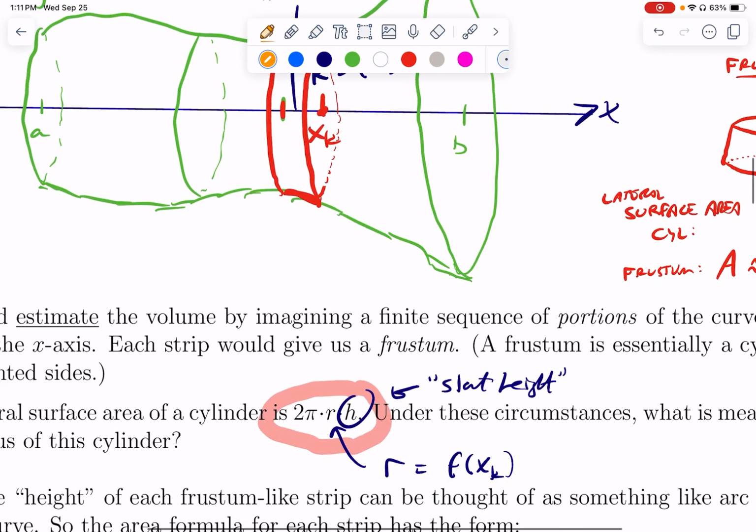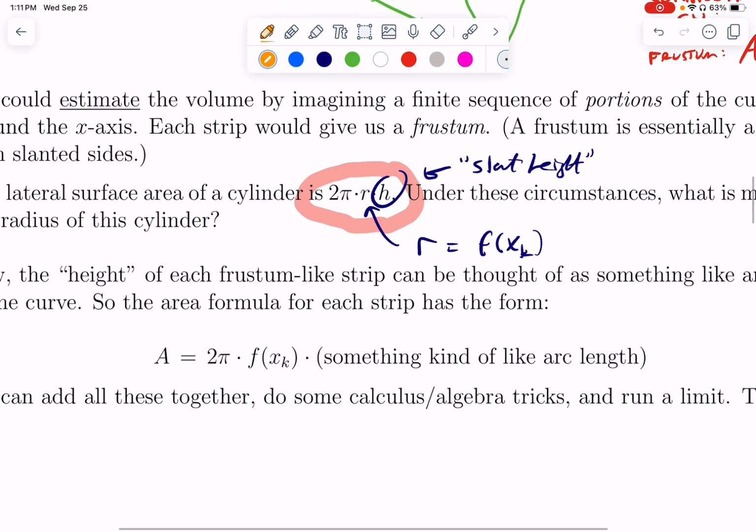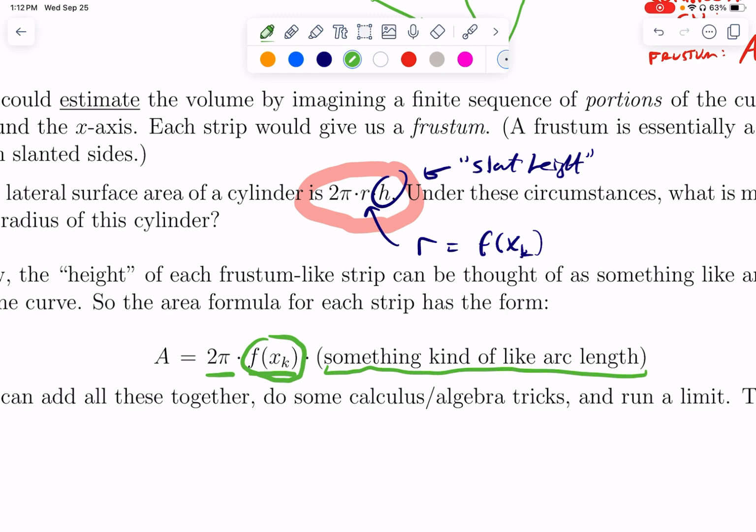So I'm skipping all the details, but what I want you to realize is that the area of each of these strips basically comes down to 2 pi times r, and r is the value of the function at that point, times something kind of like arc length. This is our modification of that cylinder formula: 2 times pi times the value of the function, times something that kind of measures that arc length.